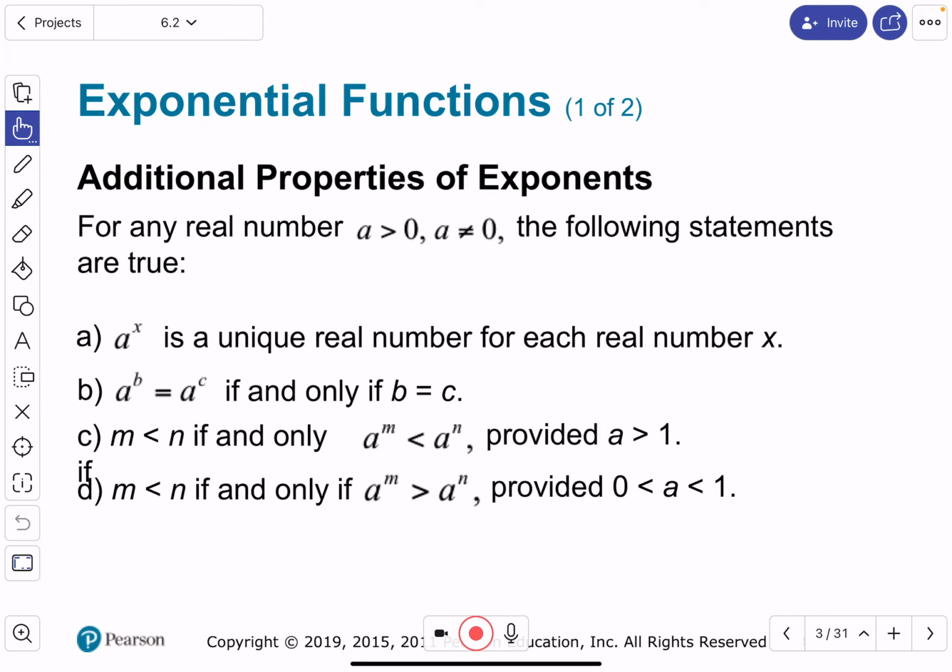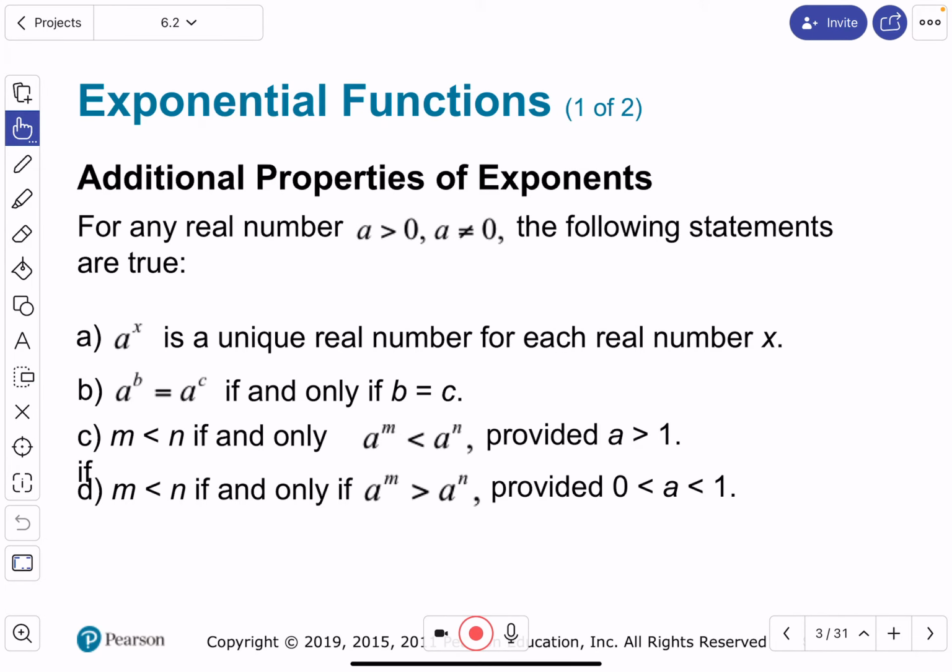If a is greater than 1, a smaller exponent means you get a smaller answer. And if a is between 0 and 1, a smaller exponent means a bigger answer. F of x equals a to the x is the parent exponential function with a base of a.